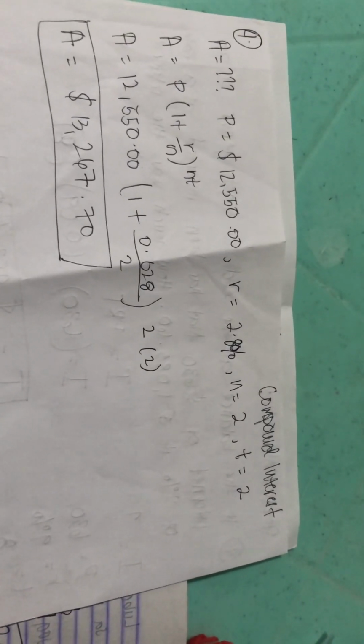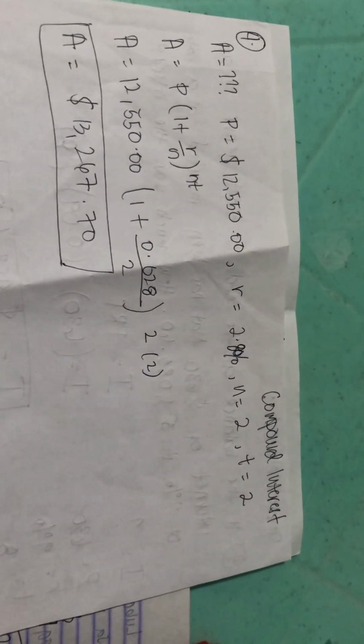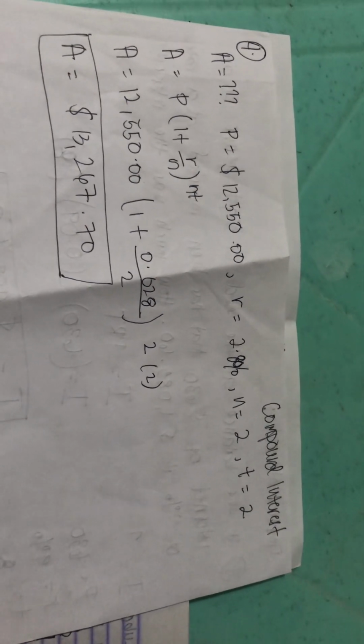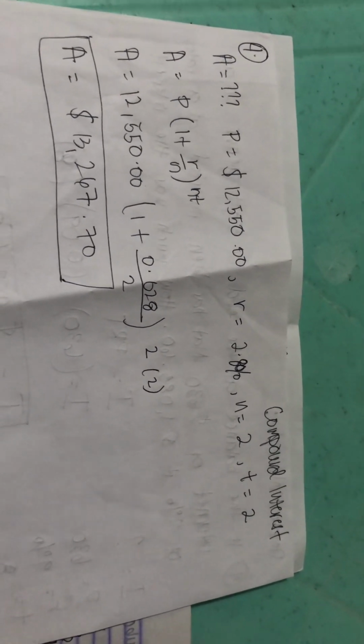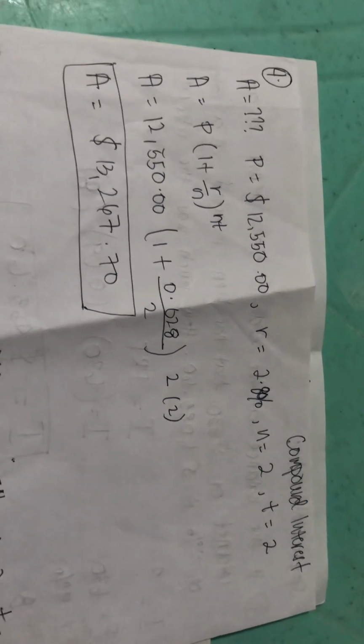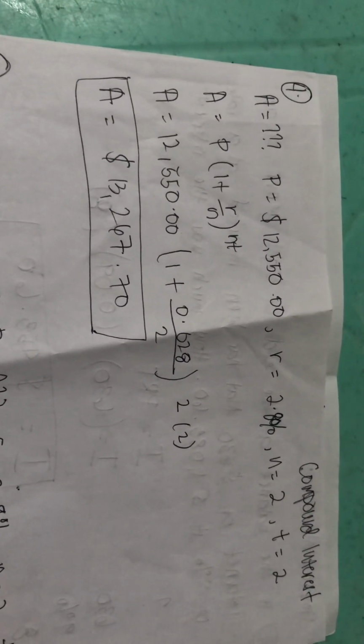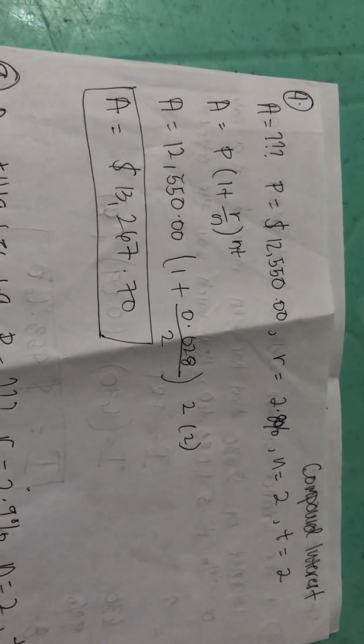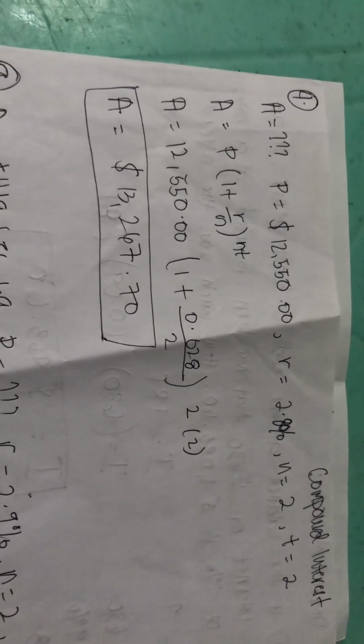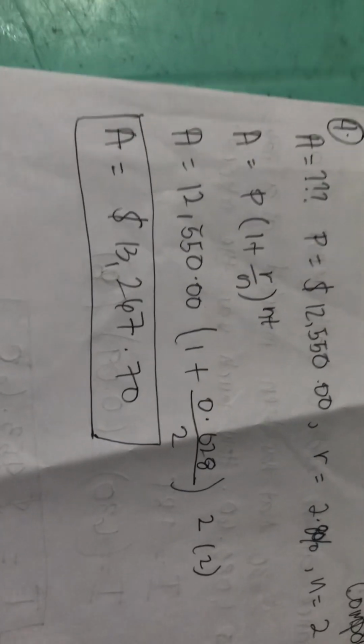So in order to get the compound interest, just add $12,550 plus 1 plus 2.8%, then times the time, which is 2. So you can get the answer of $13,267.70. So next here is number 5. Number 5 is we are going to find the principal.